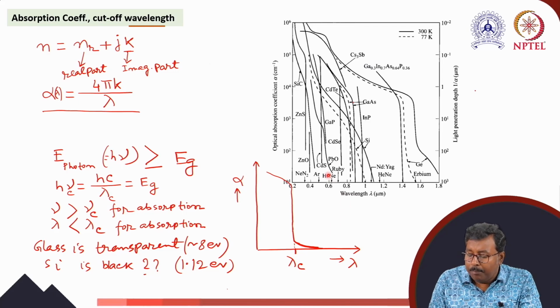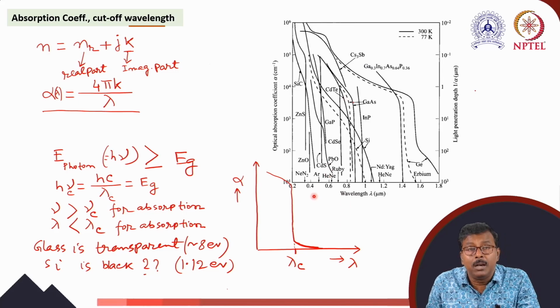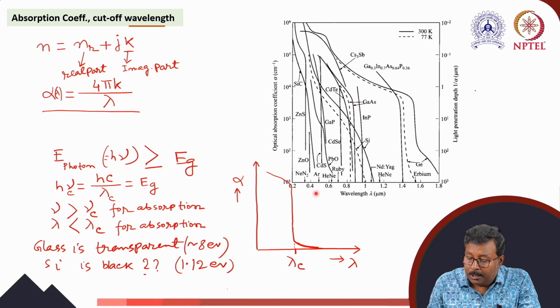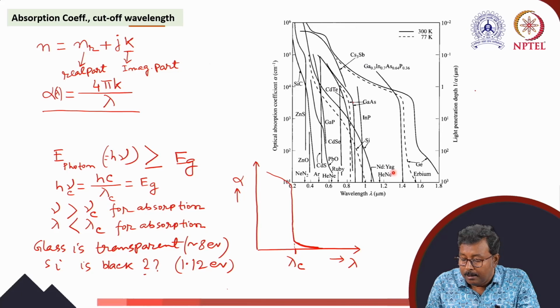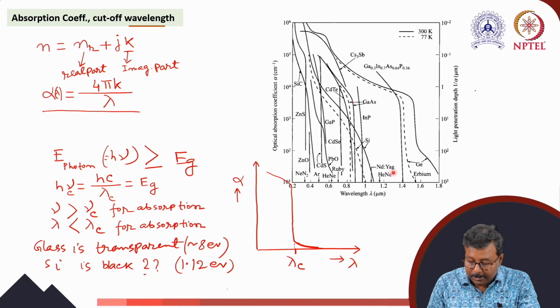In this way alpha can be obtained, and if we know the alpha value, we can calculate the intensity at the output of the semiconductor material when light is passing through the material.